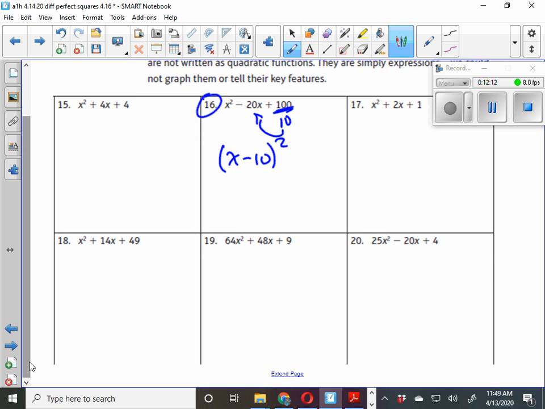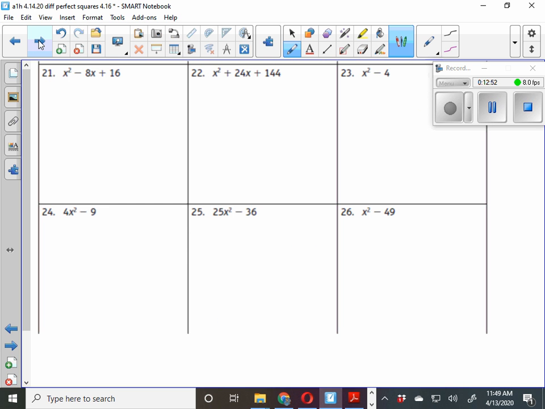Number 19, we're looking at factors of 64 times 9. Now, those are both perfect squares. The square roots of those are going to be 3 and 8. 3 times 8 is 24. If you double 3 times 8, you get 48. If you recognize the pattern, then you simply could go, this is going to be 8x plus 3 squared. And you're literally just taking the square roots of them. A lot of good practice problems here. I don't know if we need to do any more.